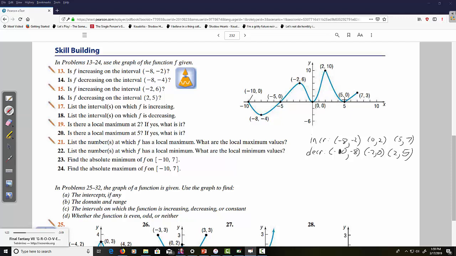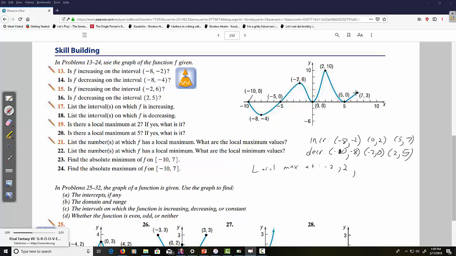Is there a local maximum at 5? There is not. There is a local extrema, but it is a minimum, not a maximum. Extrema is the general term for maximum or minimum. All right, list the numbers at which f has a local maximum. So, local maxes at, well, let's see. We have one here, -2. We have one here, 2. And we have one. Nope, that's it. You might ask, well, what about these two?